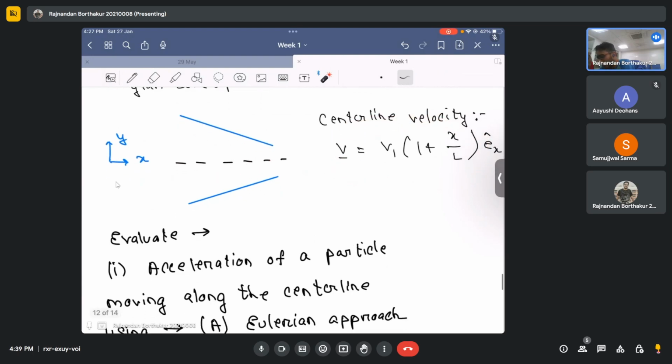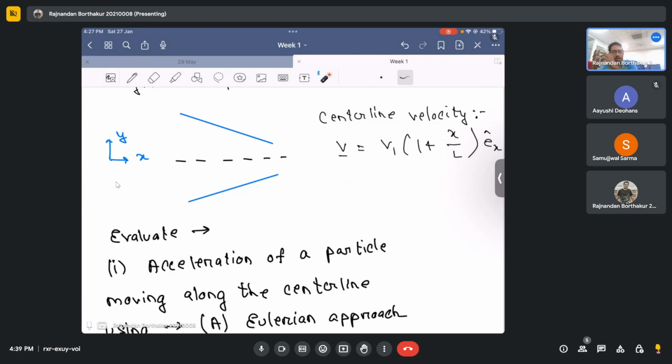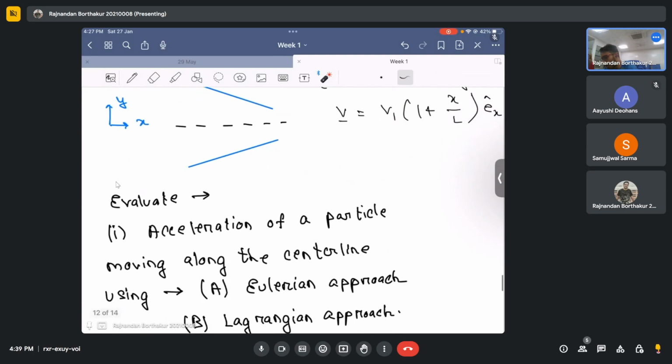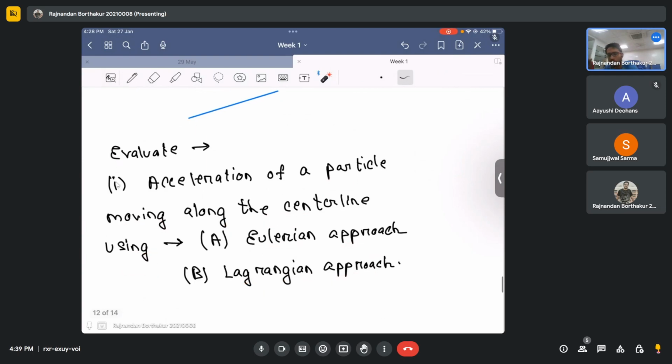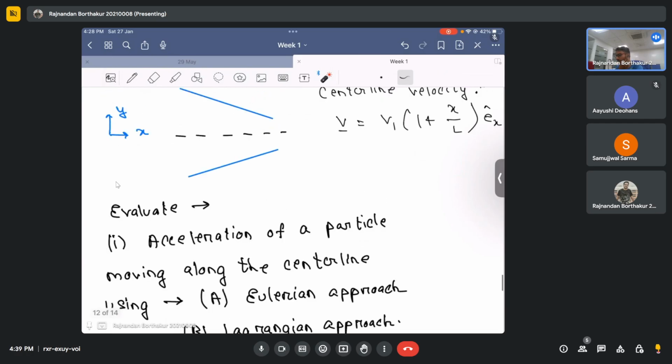So, as you can see, this is an Eulerian description where the velocity of the water particles in the center line is given as v1 into 1 plus x by L, where L you can consider to be the total length of the duct, and v1 is some constant. Constant means you can take it as some maximum velocity that may arise here, or you can just treat it as some constant. Okay, so this is given to us. Having said this, they want us to calculate the acceleration of a particle moving along the center line using an Eulerian approach and a Lagrangian approach.